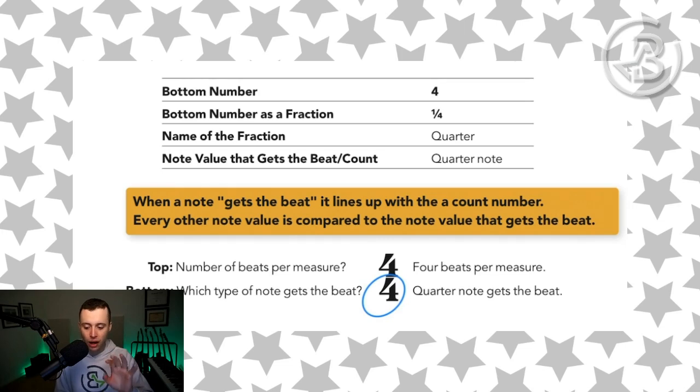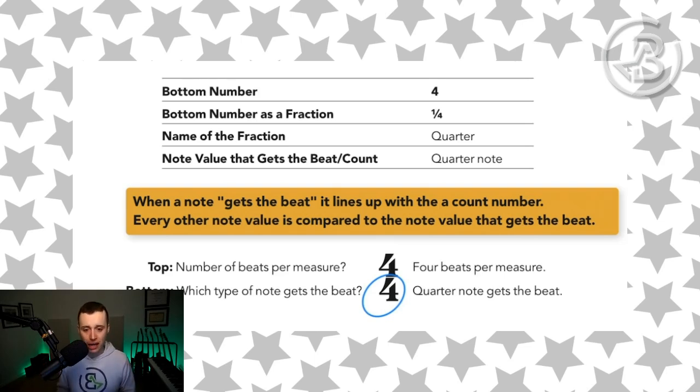Now, if this doesn't make 100% sense, don't worry about it. I'm going to review it one more time. And in the next lesson, we're going to do another dive into time signatures. Okay, the top number of a time signature is easy. That just shows us how many beats or how many counts per measure. The bottom number of the time signature is where things get tricky.